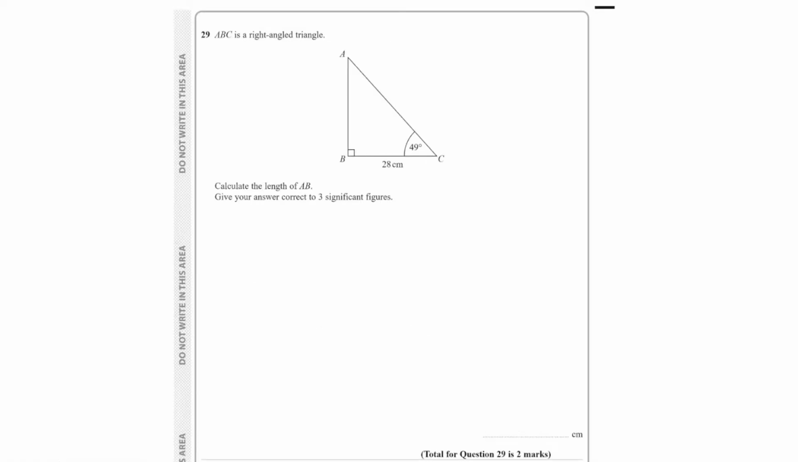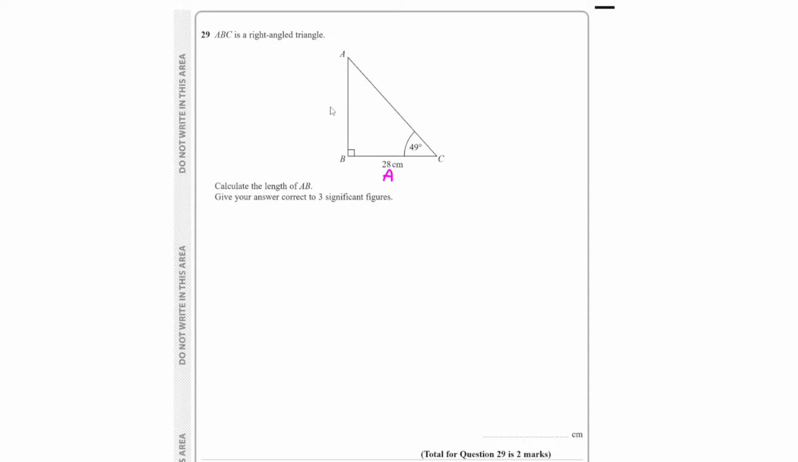Question 29, ABC is a right-angled triangle. Calculate the length of AB. So this one here. So we've got a side, BC, and we've got an angle, 49. And it's a right-angled triangle. That means trigonometry. So I like to label the 2 sides that are relevant to me. So 28 is obviously relevant because it's helpful information, isn't it? That's the adjacent. That's the one that's next to the angle, but it's not the hypotenuse.